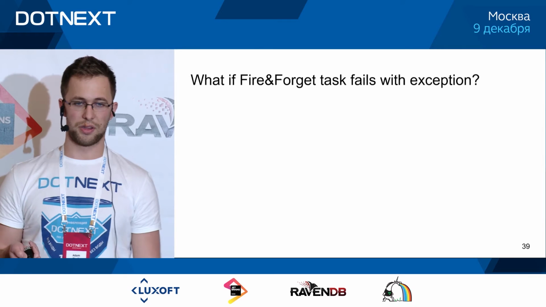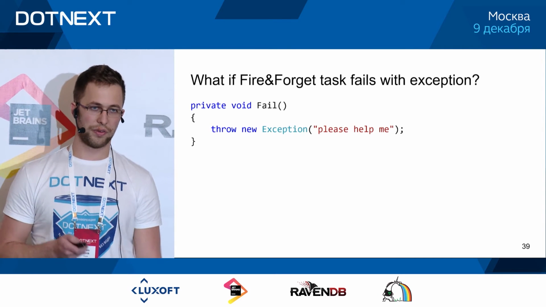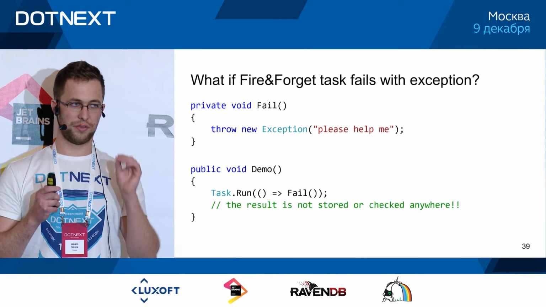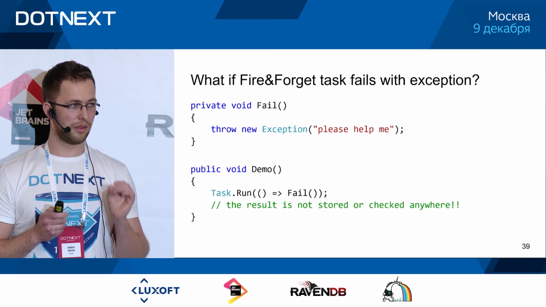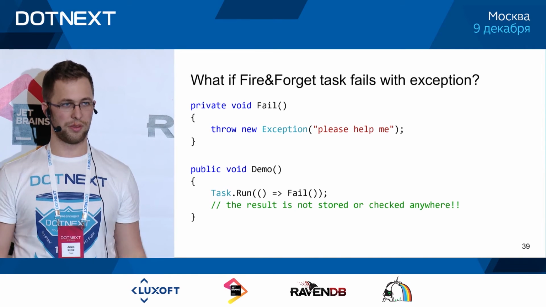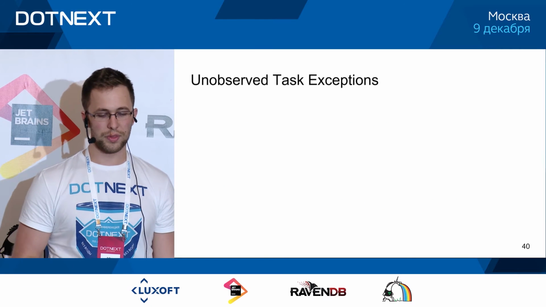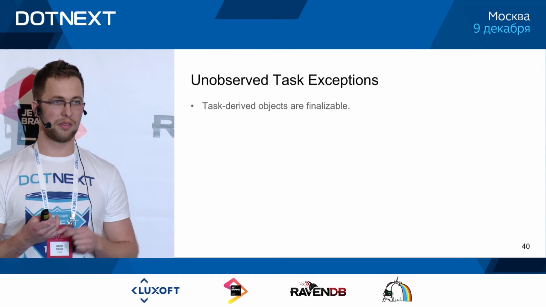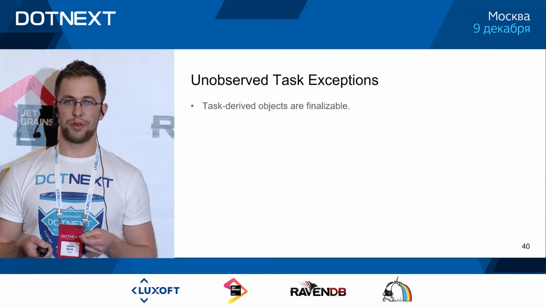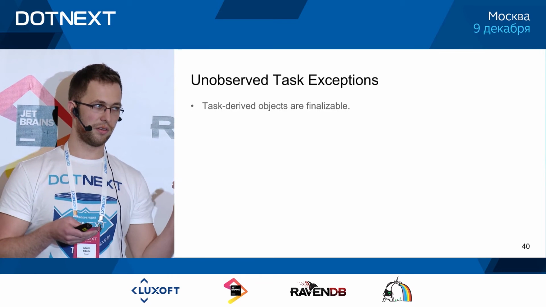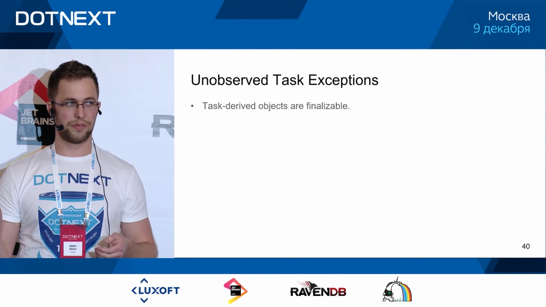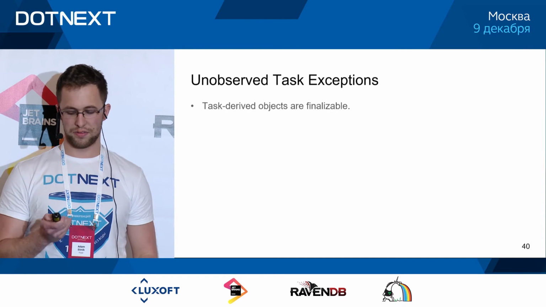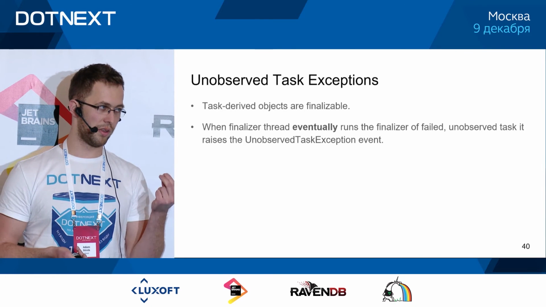But what about fire and forget? So we got a method that fails, and we start a task for it, but we never save the reference, we never await it, we never check the result, we just forget about it. So tasks have finalizers. And as you know, in .NET, we got a single finalizer thread. So if there is a deadlock inside the finalizer thread, no other finalizers are going to be executed as long as this process is alive. This is why finalizers are eventually executed.